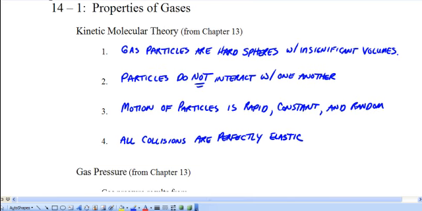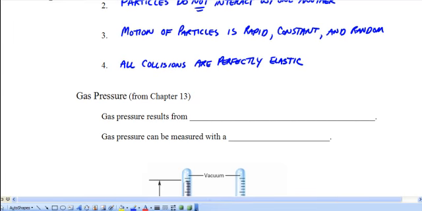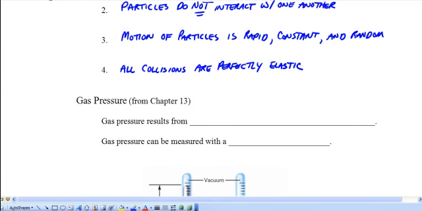Now, also from Chapter 13, we want to review the idea of pressure, because when we're taking a look at the parameters of pressure, volume, temperature, and the number of moles, we're most comfortable or most familiar with the idea of volume, temperature, and the number of moles. Pressure tends to be that one parameter that people need to be brushed up on.